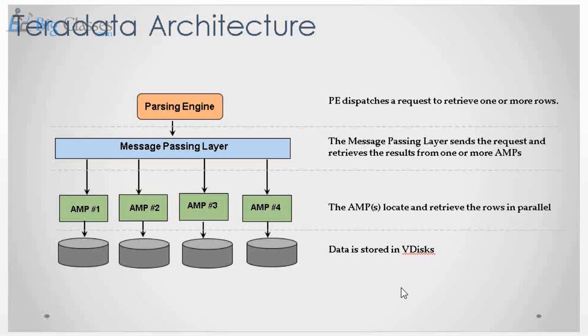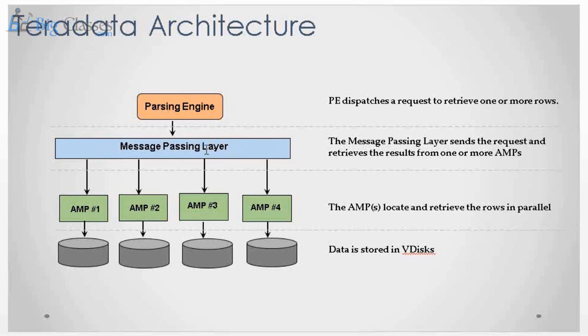What about this message passing layer? It is also a message passing layer. The parsing engine and AMP are virtual processors. They are logical terms. Whereas the message passing layer is both a logical and a physical component. Here you have a logical program process running, and similarly you have hardware and software associated with this. For example, another term you use for the message passing layer is BYNET.